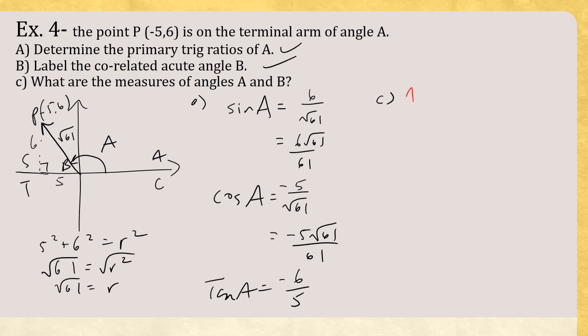So A equals sine inverse of 6 root 61 over 61. Taking out our calculators, let's try that. Second function or shift, 6 root 61 divided by 61. I get 50.2 degrees. That does not mean that A is 50.2. So again, this is where we're going to adjust.